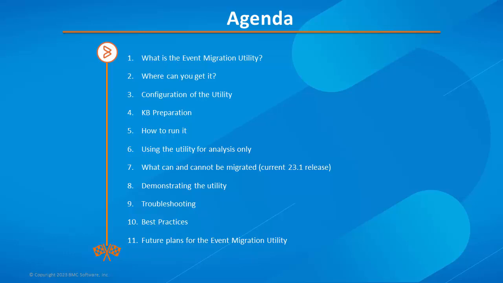So our agenda for today is: what is the event migration utility? Where can you get it? The configuration of the utility, the required KB preparation that you need to do before running it, and then how to run it. I'll cover using the utility for analysis only rather than migration, and then what can and cannot be migrated as far as the current 23.1 release.